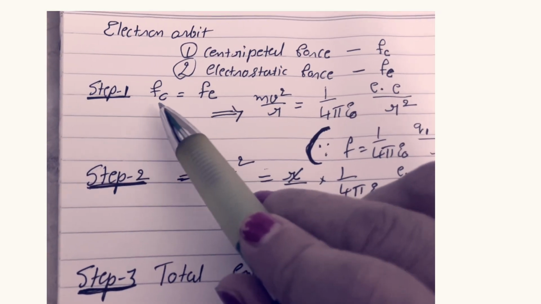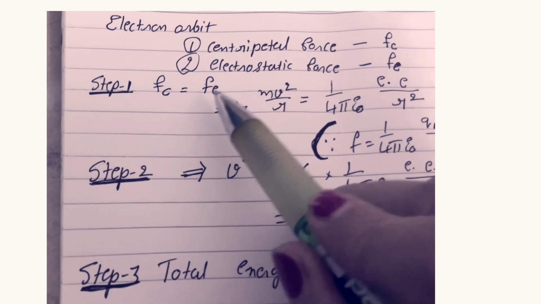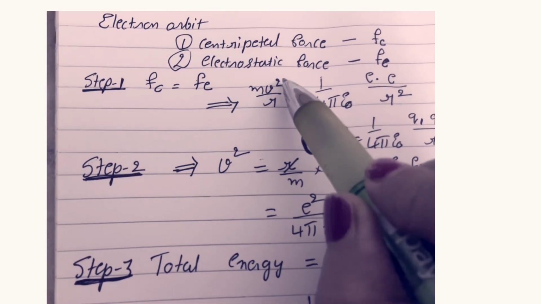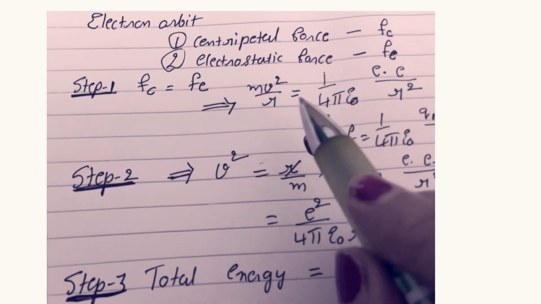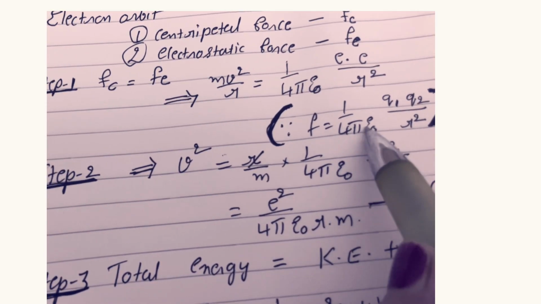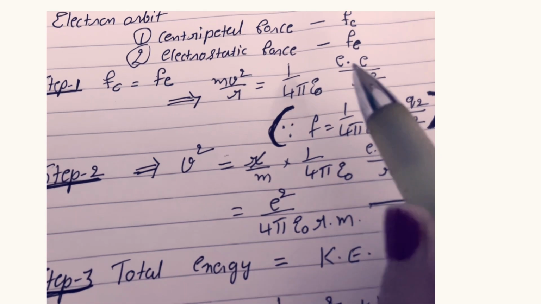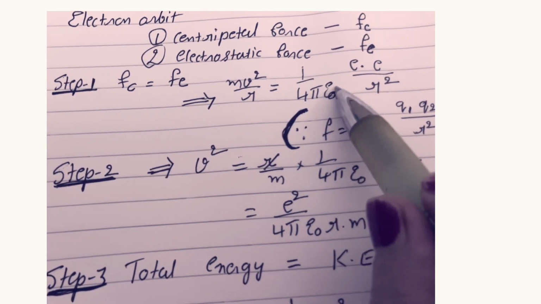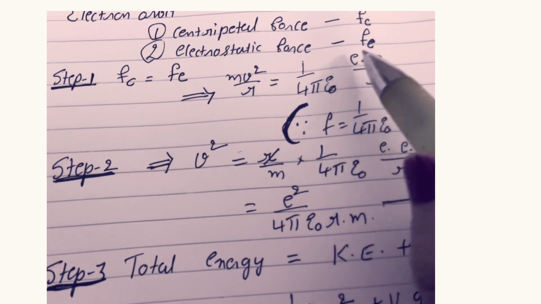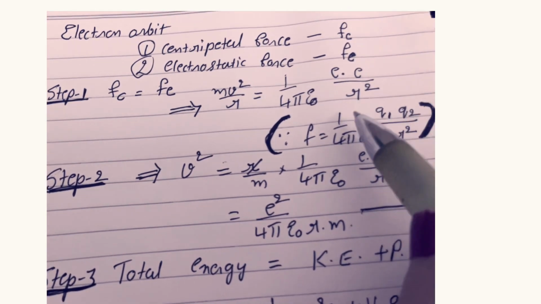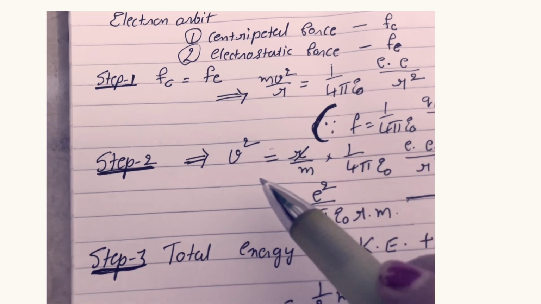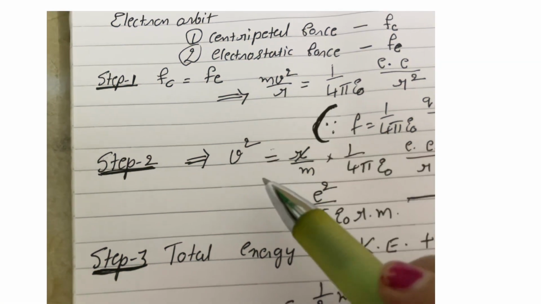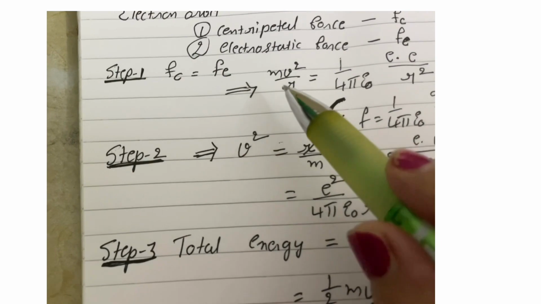So our first step will be Fc equals Fe equals mv square by r equals 1 upon 4 pi epsilon naught q1 q2 by r square, which equals 1 upon 4 pi epsilon naught e square by r square, where q1 is the charge on the electron and q2 is the charge on the proton. So our step 1 is mv square by r equals this.